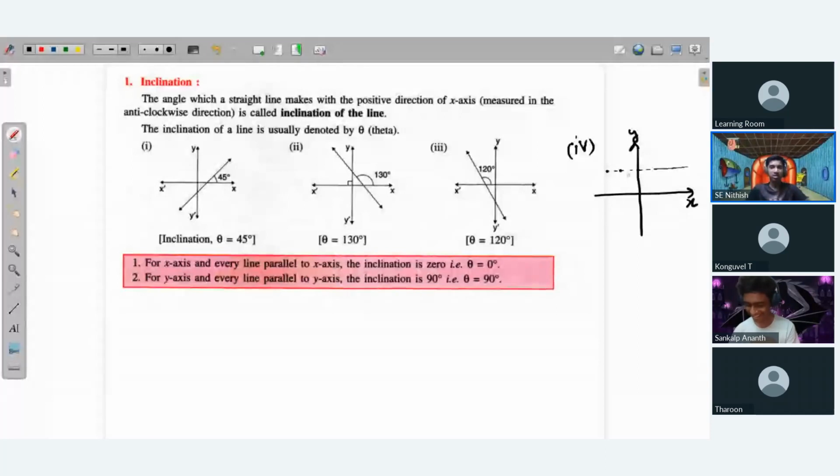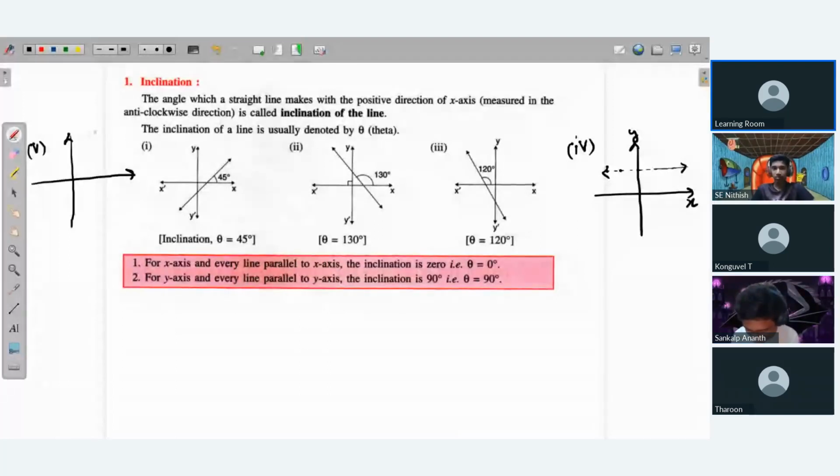Yes. So does this mean it will always pass through the y-axis? No, that also does not mean. And the fifth one will be parallel to y. Yes, exactly. That means in any case, it will at least touch one of the axes. So it can never go without touching the y or x-axis. Yes, it must cut through either one of the axes.